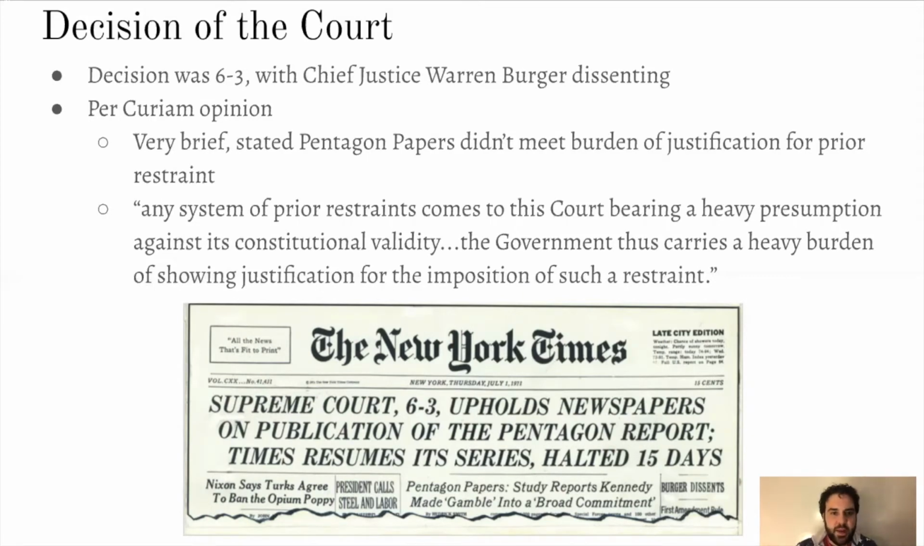And they wrote, quote, "Any system of prior restraint comes to this court bearing a heavy presumption against its constitutional validity. The government thus carries a heavy burden of showing justification for the imposition of such restraint." Again, quoting Near v. Minnesota.